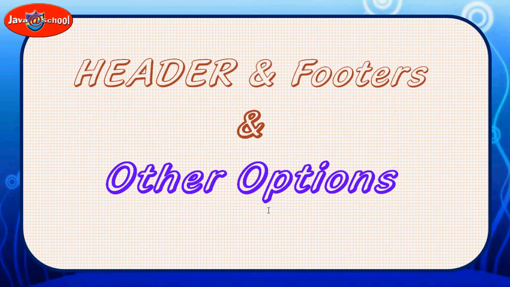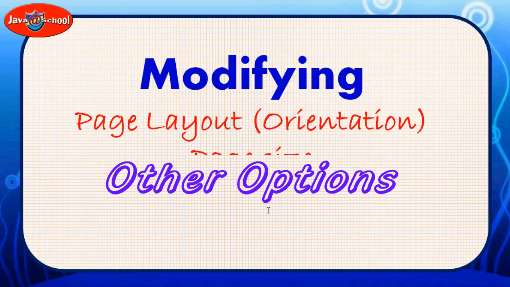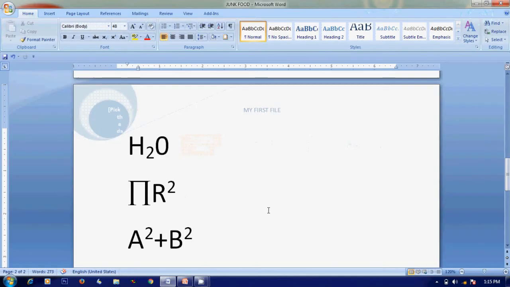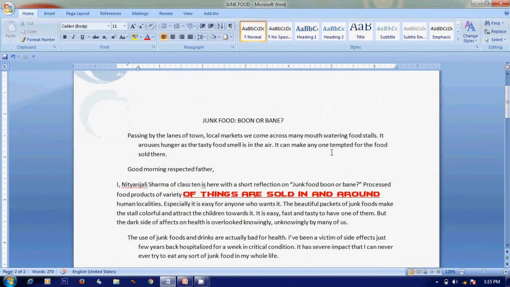Then we will go to the next topic: modifying page layout, orientation, paper size and margin. Now let's see how to modify the properties related to the page. Suppose this is the page I am working on. I can see a shaded portion, but I don't know exactly how much margin is set in this document.